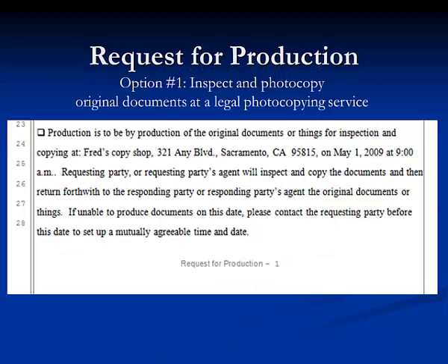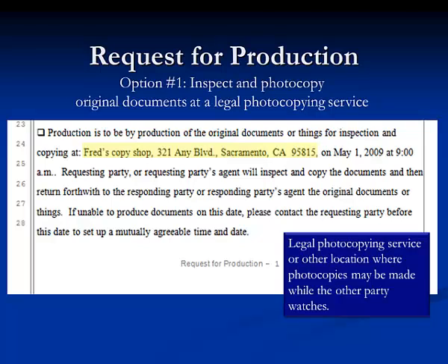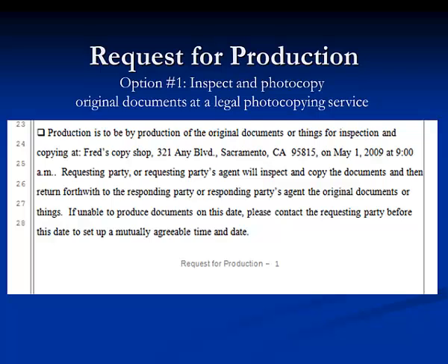The first possibility is that production is to be by production of the original documents or things for inspection and copying at, and then you provide the address where you wish them to be produced. This should be a legal photocopying service or some place where you are able to make copies of the documents, typically as the opposing party or the opposing party's agent stands and watches the documents being handled. Unless you have a good photocopier at your home, it is unlikely that you will wish to use your home address for this.